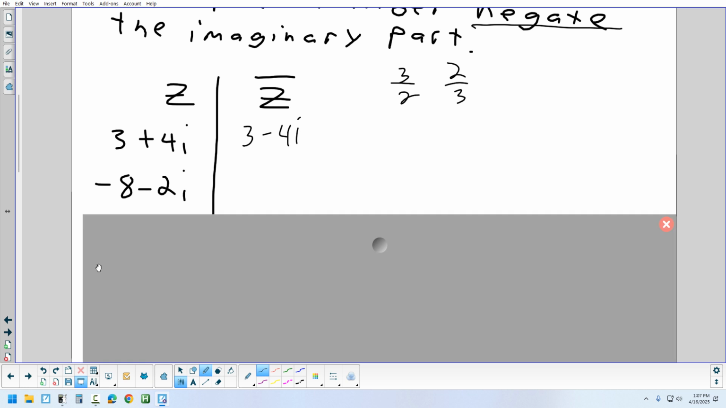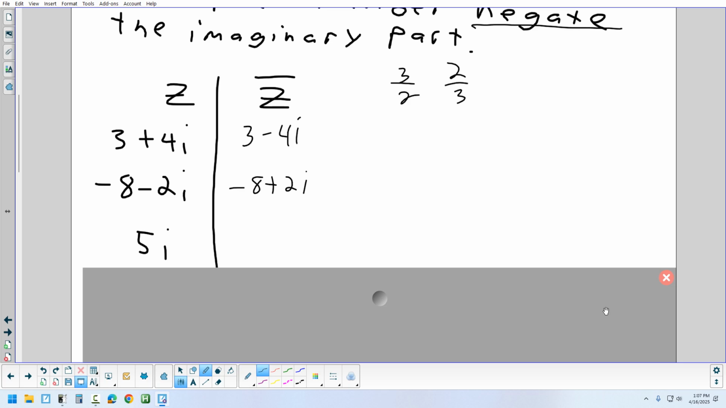How about negative 8 minus 2i? The conjugate is negative 8 plus 2i. And again, if you're not sure why we're changing that sign, you're going to see in a second. But we have to know how to do it first. So how about 5i? Negative 5i. Right. If that one confuses you because there's no real part, think of it like 0 plus 5i. The conjugate is when you change the sign, so it's 0 minus 5i.